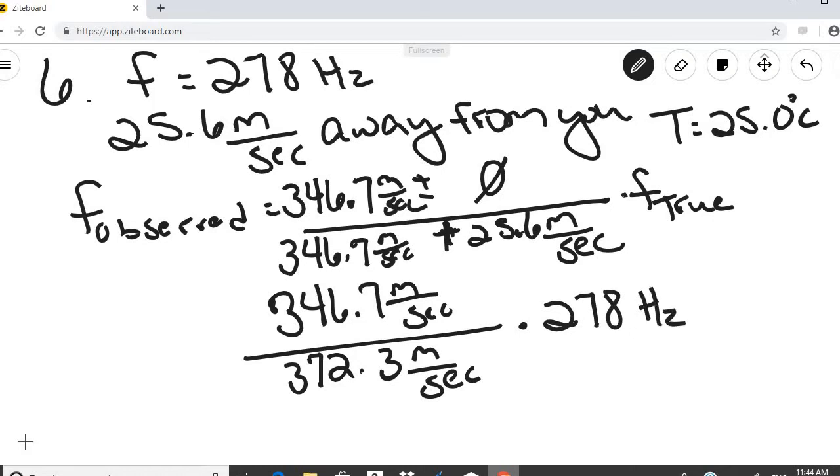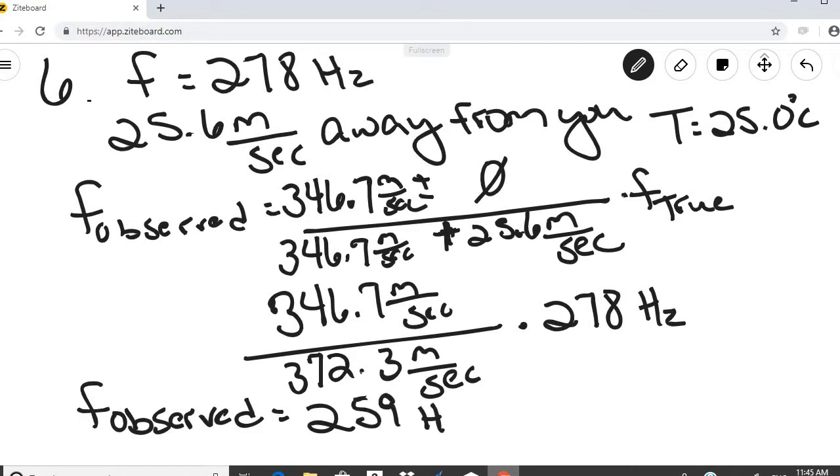And therefore, the frequency that is observed comes out to, with three significant figures, because now we're multiplying, you're going to get 259 hertz. So as we said at the beginning, the frequency that you observe is going to be less than the true frequency, because the truck is moving away from you.